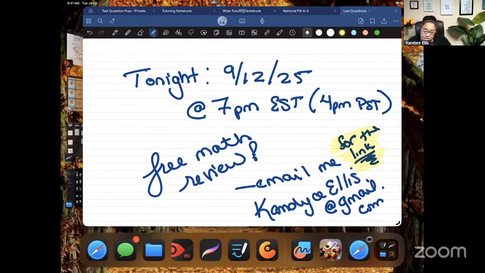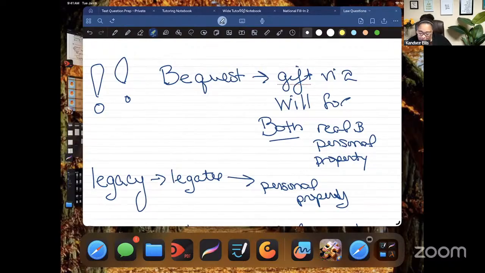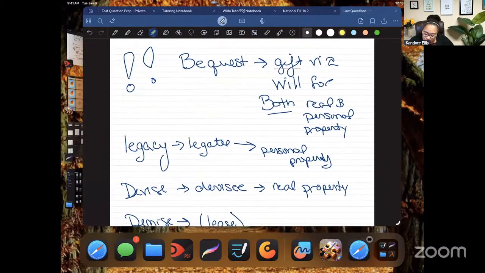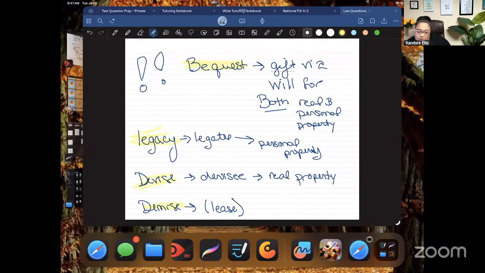Hey, I learned something today. I'm so excited about this. I gotta make a slide about all of this now. We got bequest, we got legacy, we got devise, we got demise. So Uncle Ray to the save the day.